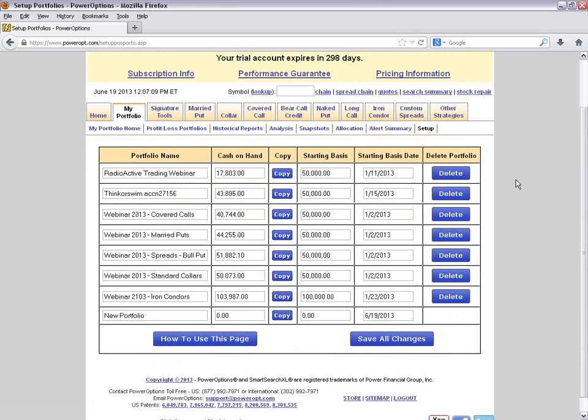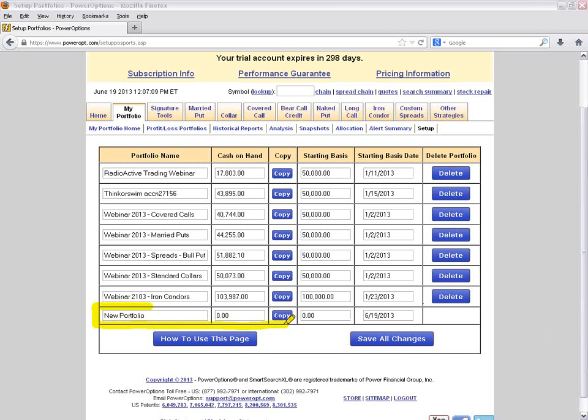Now, we do see that I have on our webinar account a variety of different portfolios already created. One for radioactive trading, this Thinkorswim account. It's not a real account. It was just a sample that we did the last time we did this portfolio presentation. We're tracking a variety of different covered calls and other positions as well to see how they'll perform over the course of the year.